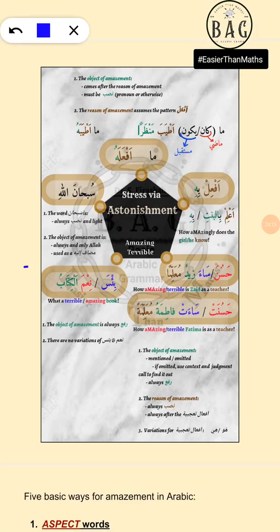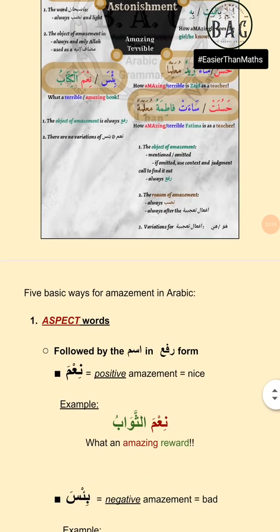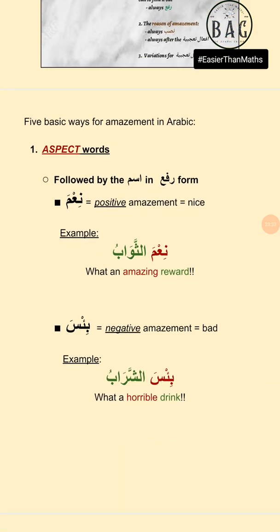Yeah, here. So these are your aspect words. Now, this is not the actual terminology. I like to call it aspect words because they simply mention the aspect quite straightforwardly. Okay, bad and terrible. That's it. So these aspect words are followed by the ism in rafa form.